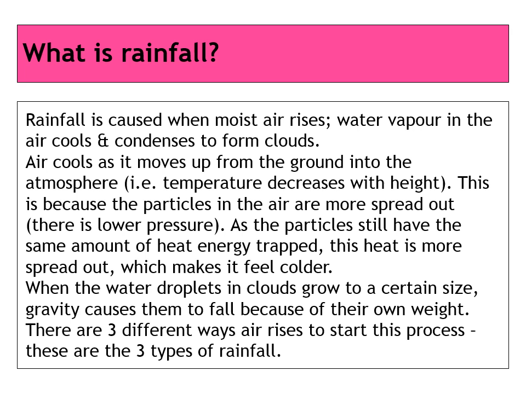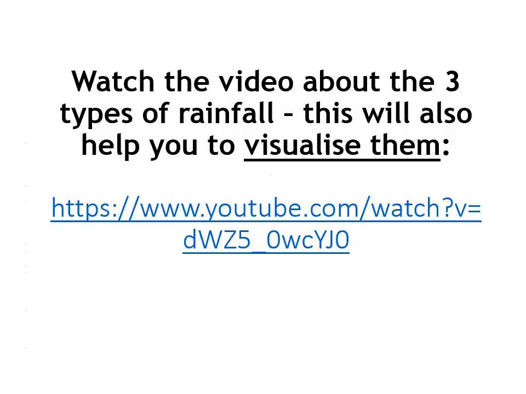When the water droplets in the clouds grow to a certain size, gravity causes them to fall because of their own weight. Essentially those water droplets in the clouds get too heavy and they fall under their own weight. And there are 3 different ways air rises to start this process, and they are the 3 types of rainfall. The 3 types are essentially how those clouds form and how the air rises, and that's what we're going to talk through. Essentially rainfall is precipitation falling from clouds after water vapour has condensed in the air, and the water droplets in the clouds are getting too heavy and they fall under their own weight.